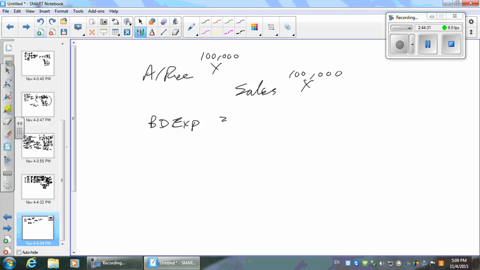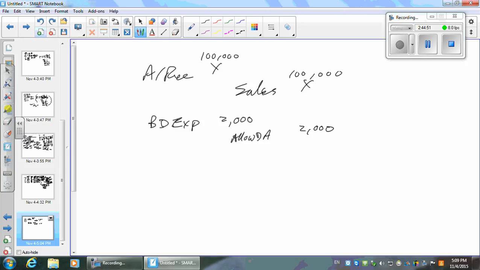Maybe that would be 2,000. Let's say we have 2% bad debt experience across our sales. And this would be allowance for doubtful accounts. What you've done is you've reduced your receivable down to 98,000, haven't you? And you've reduced your income down by 2,000 of the expense, right? Matched it up with when you had sales revenue.